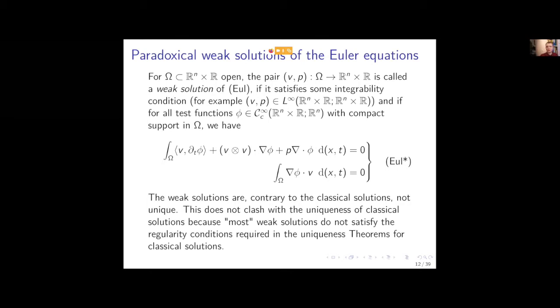And that's very interesting because for the classical solutions, you would want them to be unique. And so you might ask, how can the weak solutions be not unique? Well, the answer is just that most weak solutions are not classical solutions. So there's no issue with uniqueness of classical solutions and non-uniqueness of weak solutions, because there are just many weak solutions that are not classical solutions, right? Because you have many continuous functions that solve this, but they are not differentiable, so they're not classical solutions. Very good. Okay.